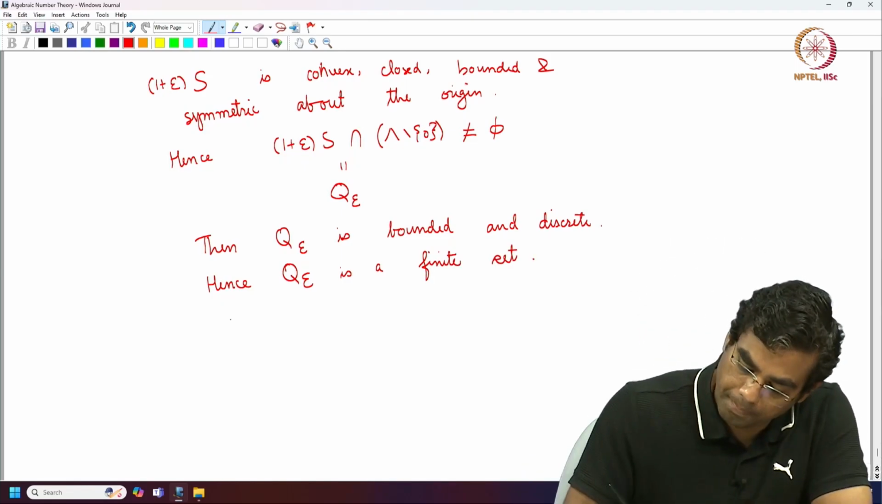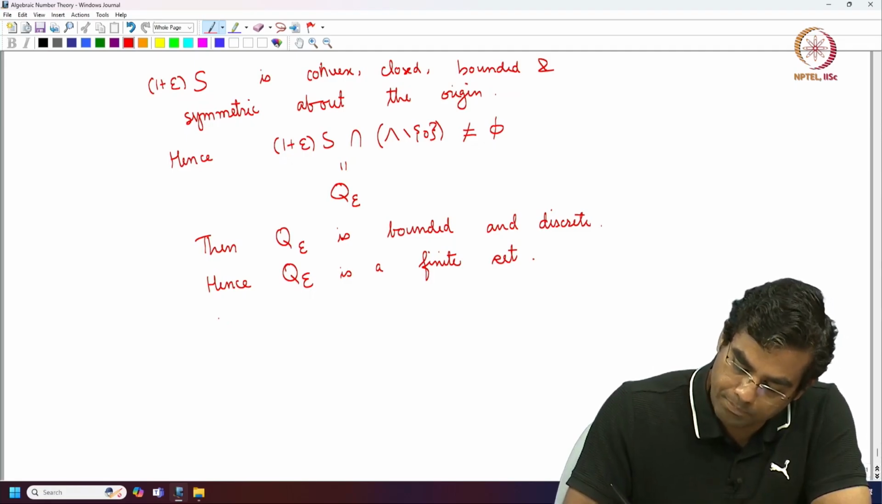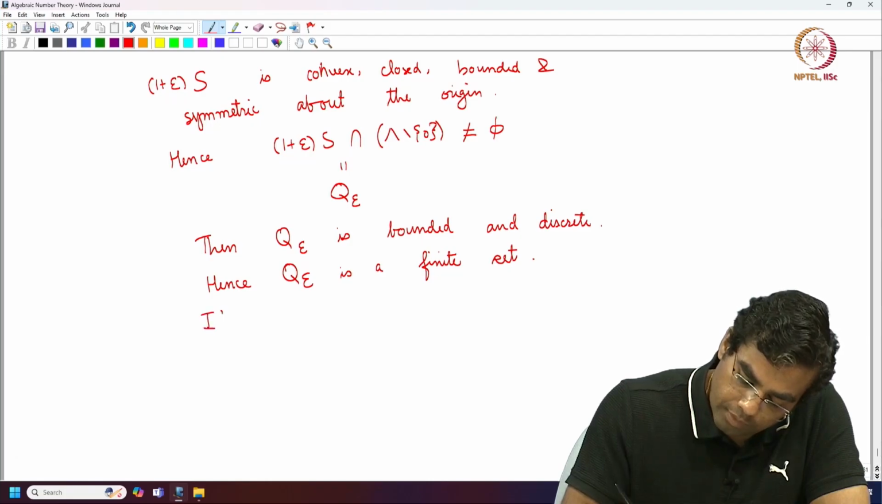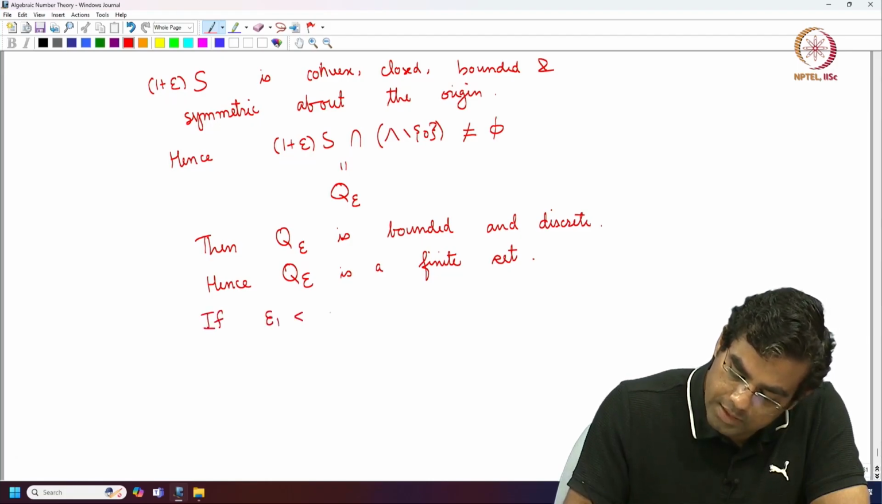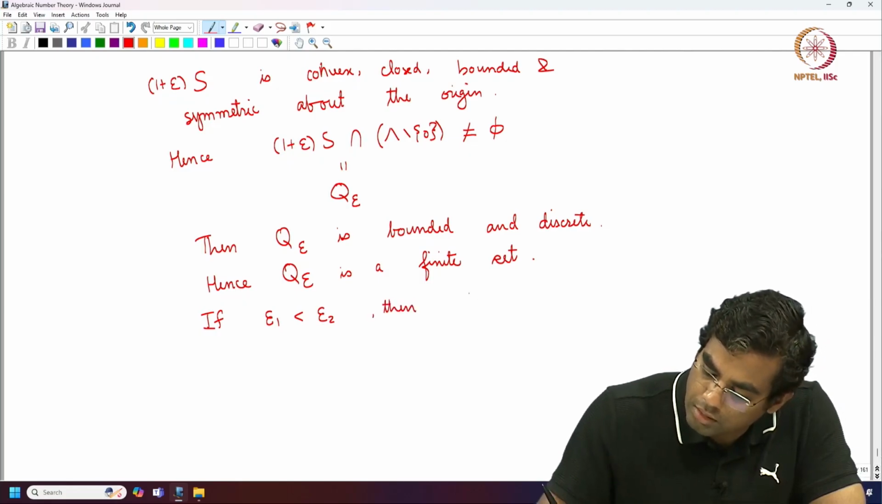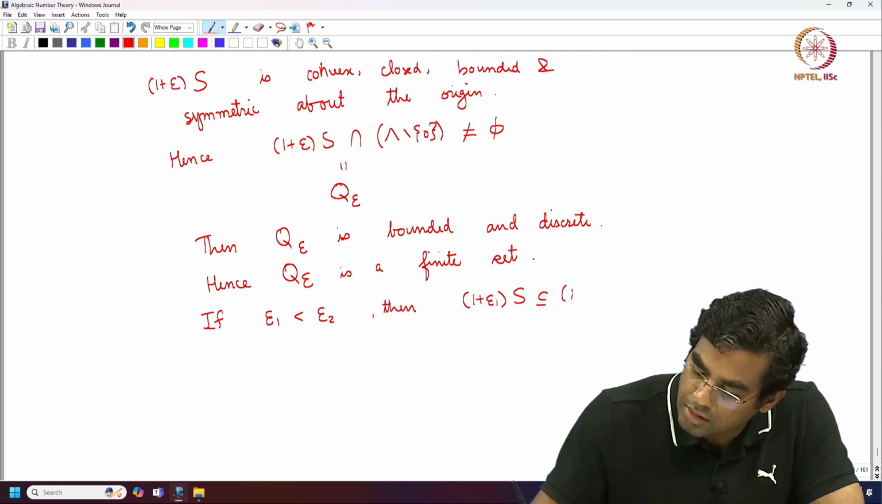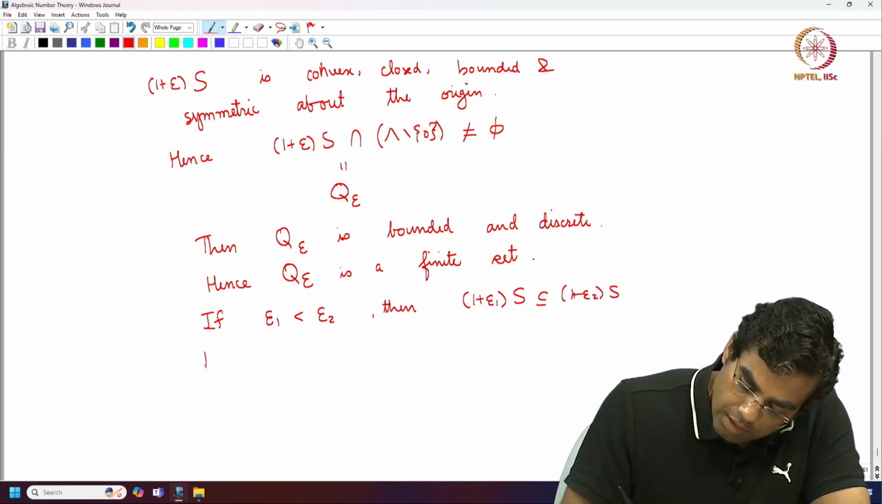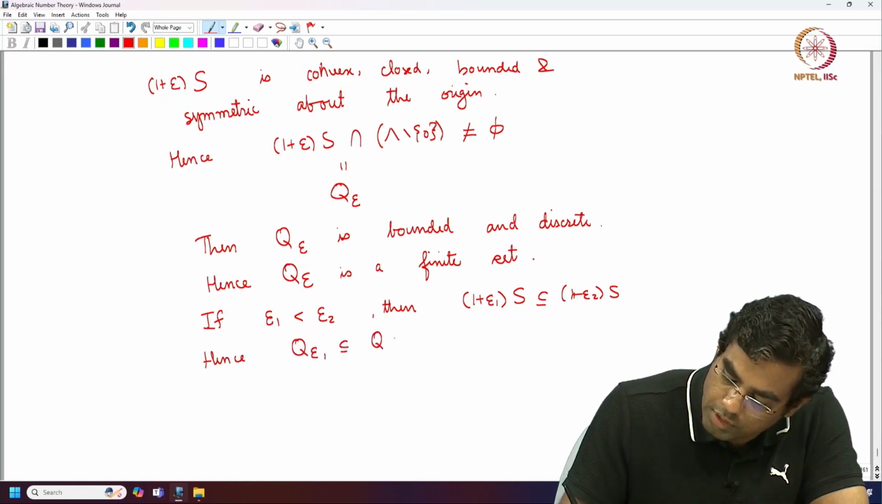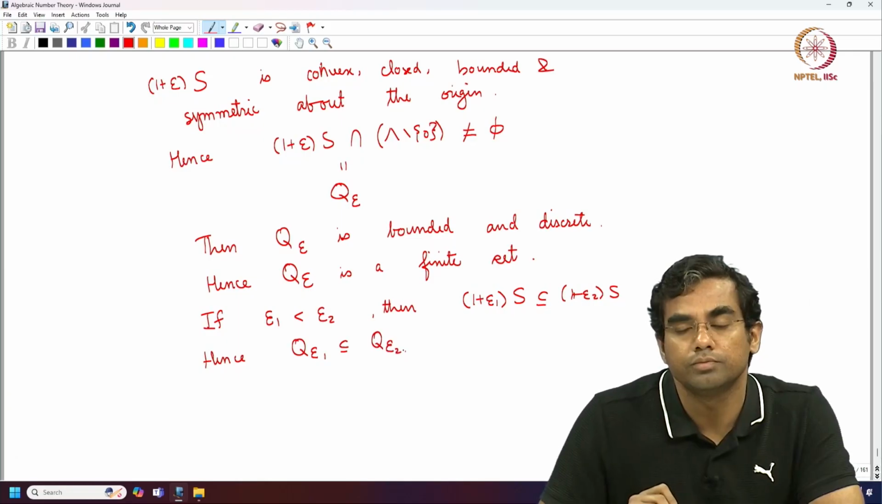Moreover, if epsilon 1 is less than epsilon 2, then 1 plus epsilon 1 S is contained in 1 plus epsilon 2 S. Hence, q epsilon 1 is contained in q epsilon 2. Okay.